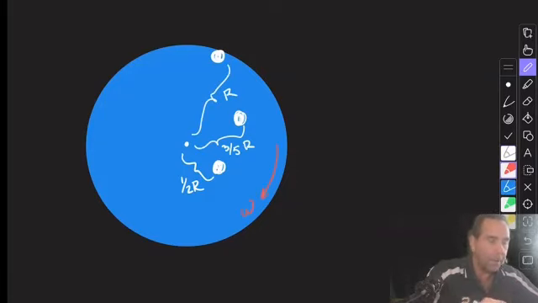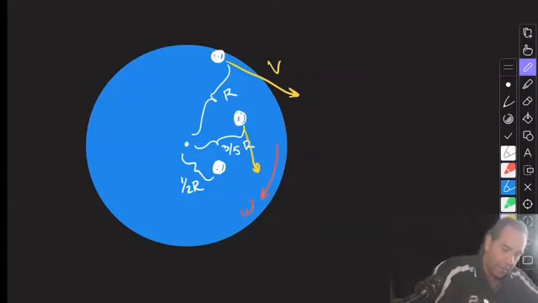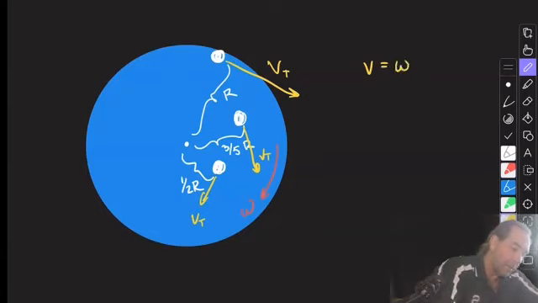They all are going to have the same period and the same angular speed because they're all on the same platform. The only thing that's different is that their distance away gives them different velocities. The farther they are from the center, the faster they're going because velocity equals omega times r.